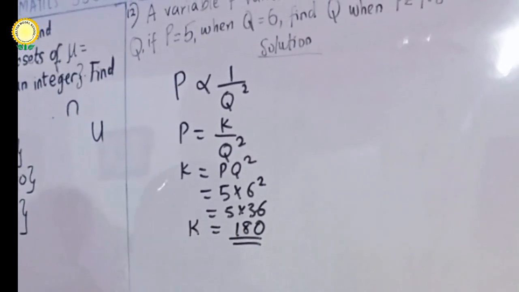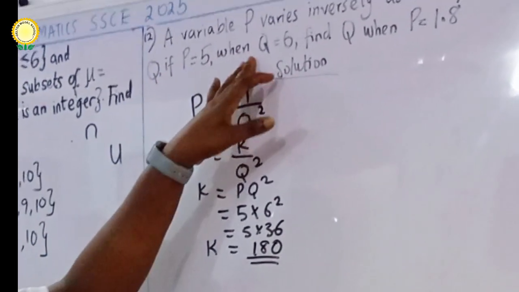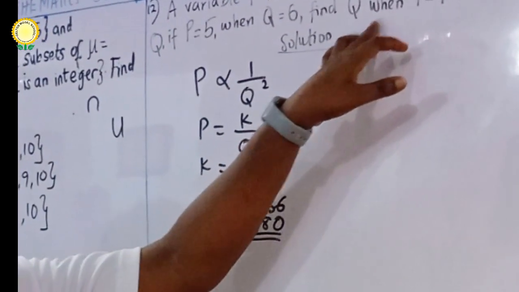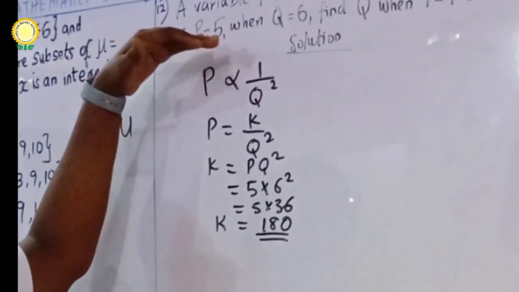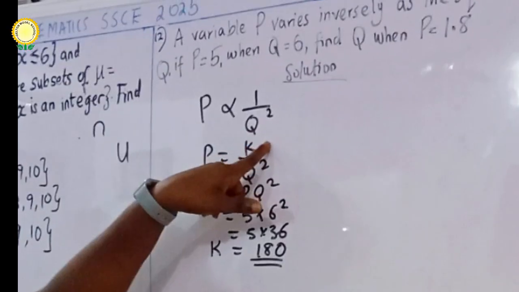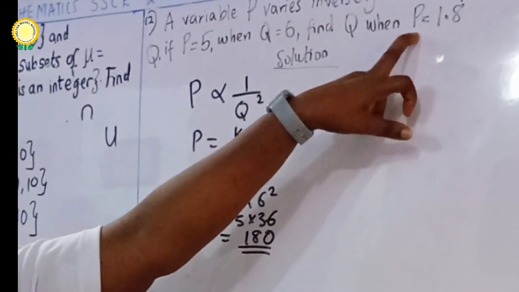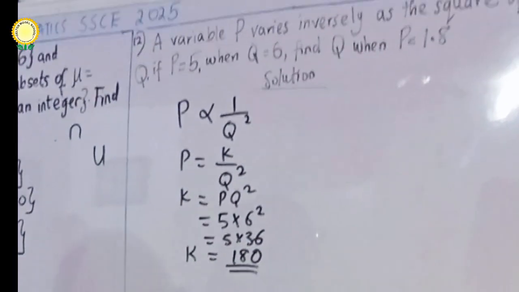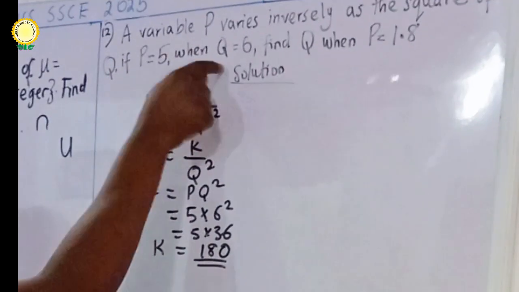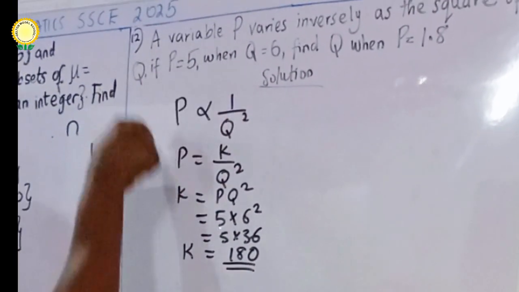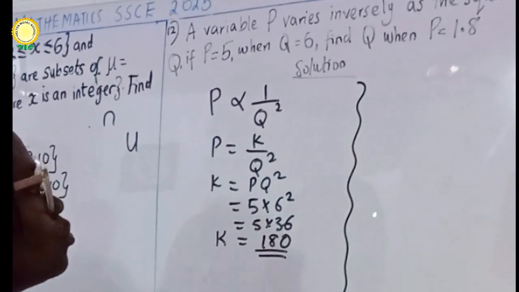So k is 180. The next thing you will do is, if the values of p and q are known, find the value of q when p is known. So you will use the two values that are known to find k, which is the constant. After finding your constant, you will now substitute that constant and the p that is known to find the q that is not known. So this p and q known will be used to find your constant. Then you will solve for q.